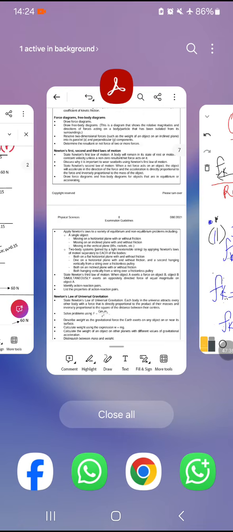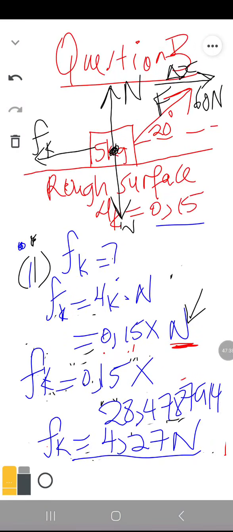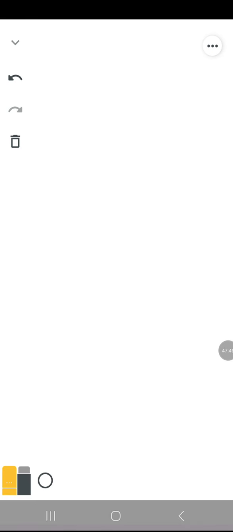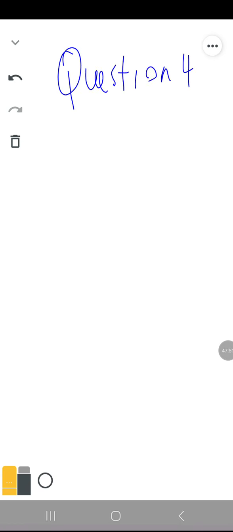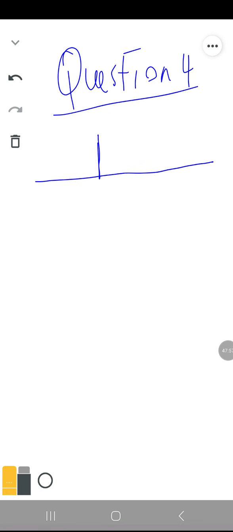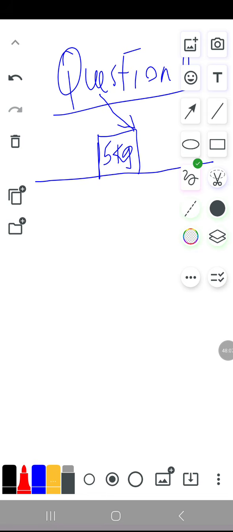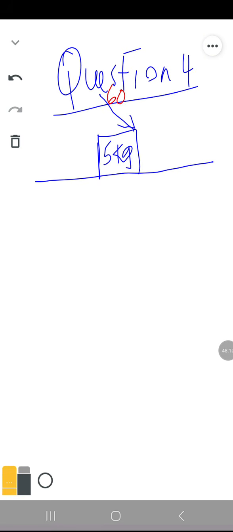Without wasting time, let me just draw the diagram here. We did question number 3, now let's go to question number 4. Question 4, we still have the rough surface. It's a 5 kg object. The force applied is acting in this direction, as you can see here. That force applied is 60 newtons, and the angle here is 20 degrees.